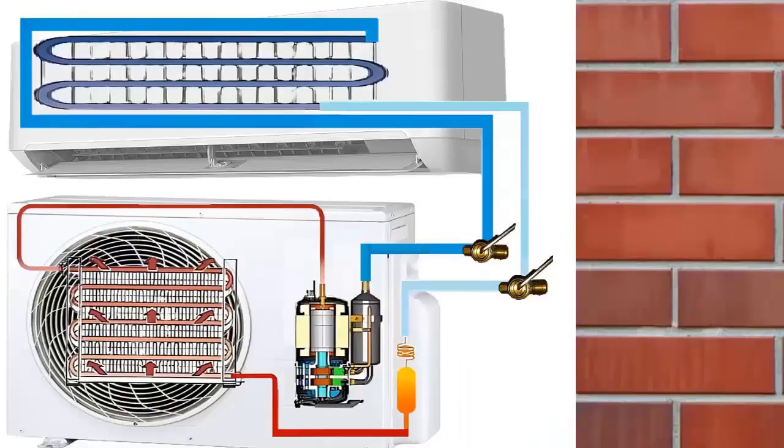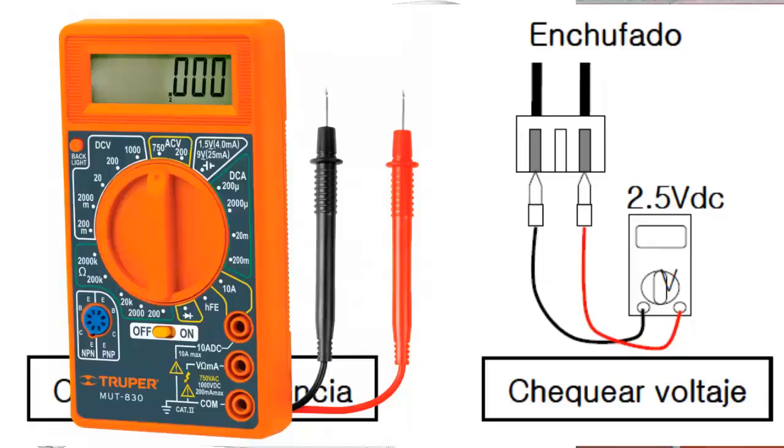Sensor power supply. With the sensor connected and the board powered on, verify that the voltage is close to 2.5 volts of direct current.